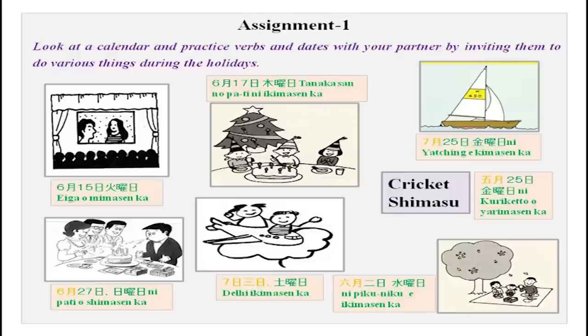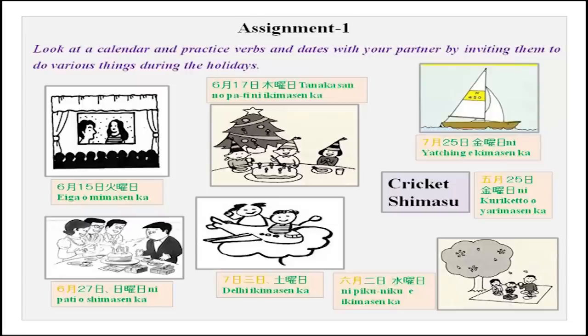So, over here, the subject is I, which is hidden. And you don't have to say watashi to issho ni eiga o mimasen ka. Eiga o mimasen ka will suffice. So, this is how you can practice over here and ask your partner and learn new verbs and new words.